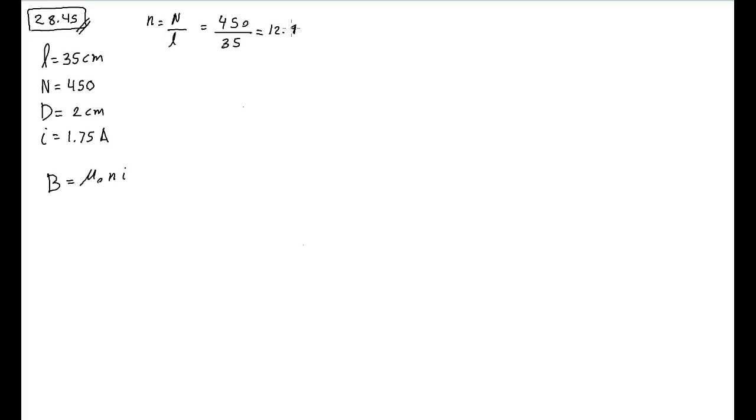So that's going to be 450 divided by 0.35 meters. Could somebody do that for me? 1285.7. A little louder. 1285.7, so about 1,286 turns per meter. This thing's a meter long, you have about 1,286 turns. So that goes in there, and we're ready to go.